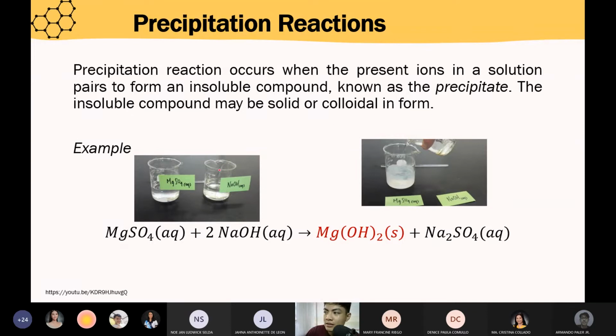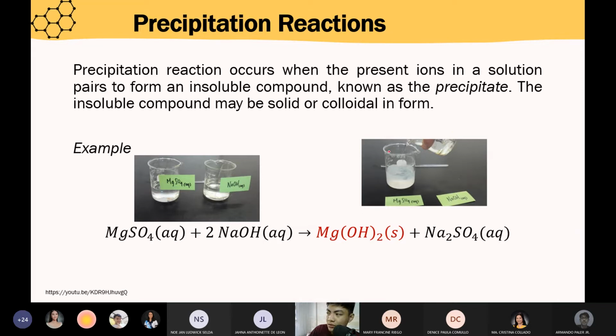Okay, so let's take a look at these two pictures here. We have magnesium sulfate and sodium hydroxide. And then makita mo, they are clear. Yung white sa ilalim, that is just a reflection of light. Okay? Ilaw lang yan. Pero yung dalawang solution na yan, clear yan.